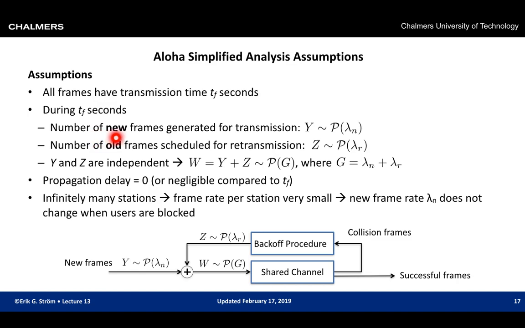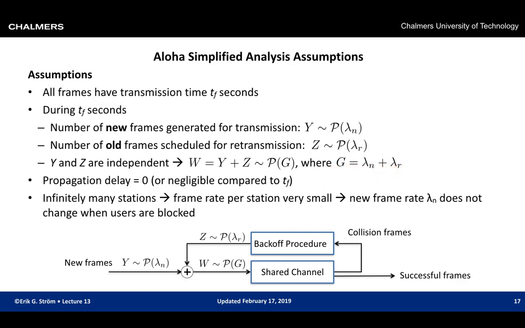During the T_F seconds, the number of new frames generated for transmission by all the stations is Y, which is a Poisson random variable with some intensity lambda_n. The number of old frames which are scheduled for retransmission, because some of the frames that we transmit through the medium will collide and have to be retransmitted, we assume is also a Poisson random variable Z with some intensity lambda_r. And we assume that Y and Z are independent, so W, the total number of frames that we would like to transmit during T_F seconds, is the sum of Y and Z, and it's a Poisson with the intensity G, where G is the sum of lambda_n and lambda_r.